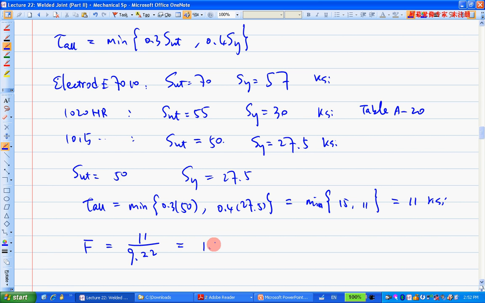Equal to 1.19 kip. One kip is 1,000 pound force, so that's 1,190 pound force. Is that clear? So this is a typical process for getting this. There is basically an alternative way of making use of this process, which is this.